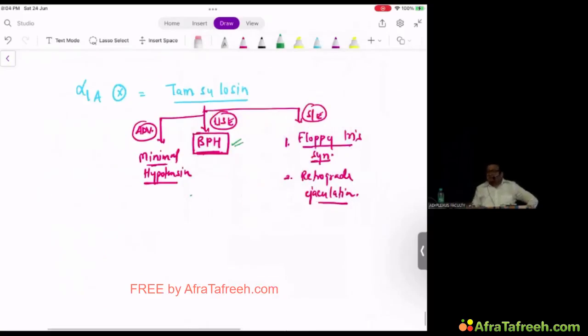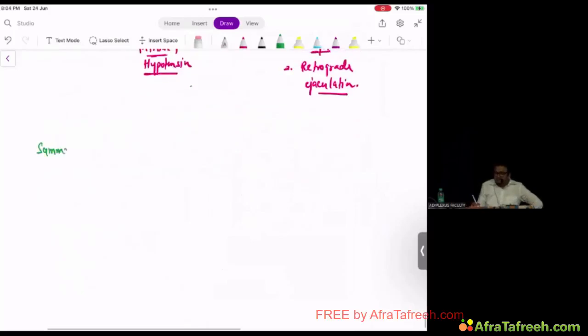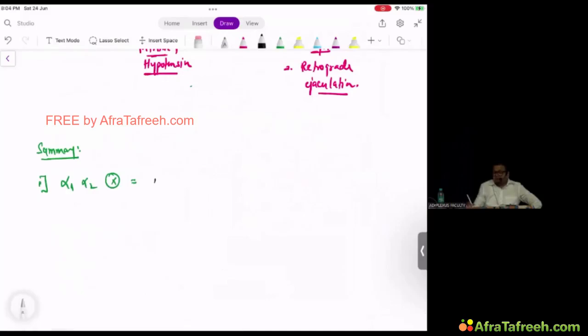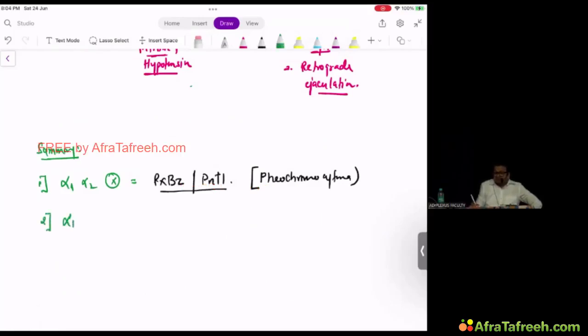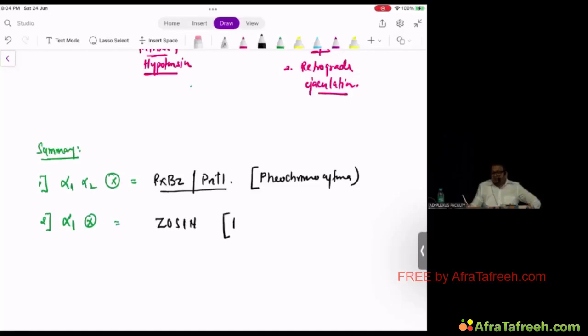So these are alpha blockers. So summary, tell me non-selective alpha blockers. What are the names that come to your mind? Phenoxybenzamine, phentolamine. And which disease mainly do we have to discuss? Pheochromocytoma, that we discussed. The second type of drug is alpha 1 blocker. The drugs are called zosin. And which diseases are there? Hypertension and BPH.